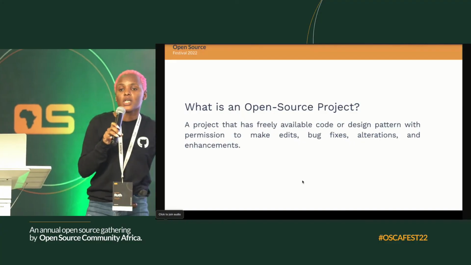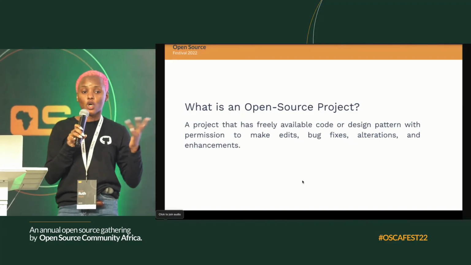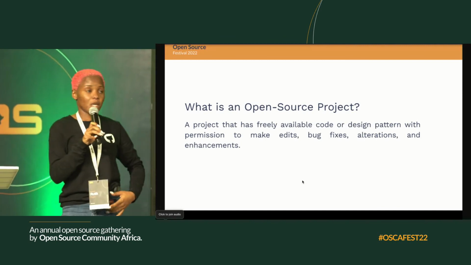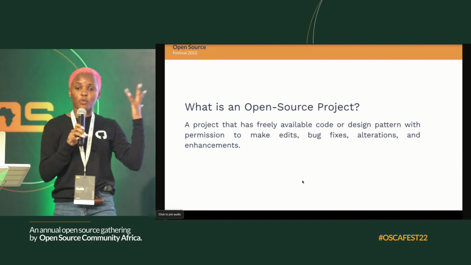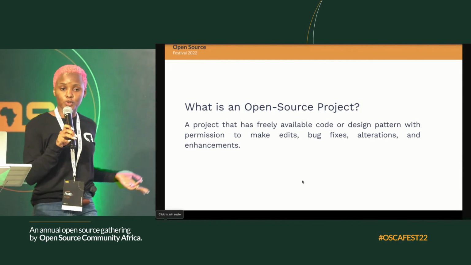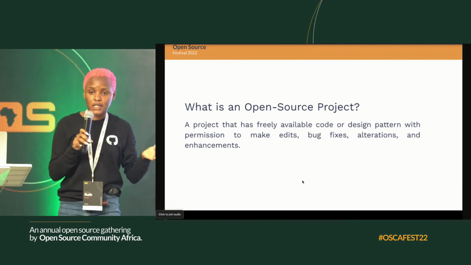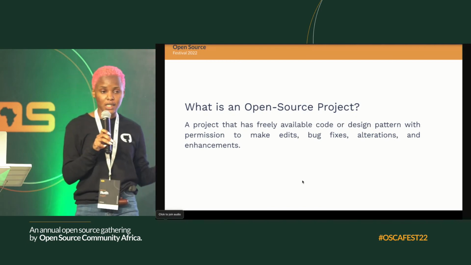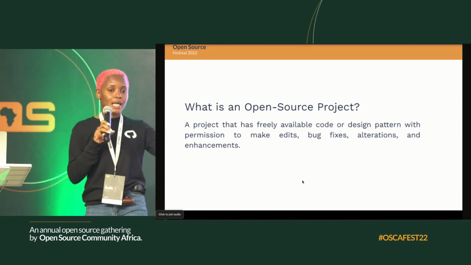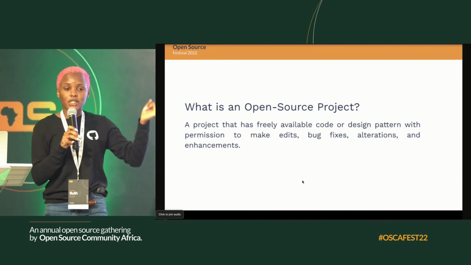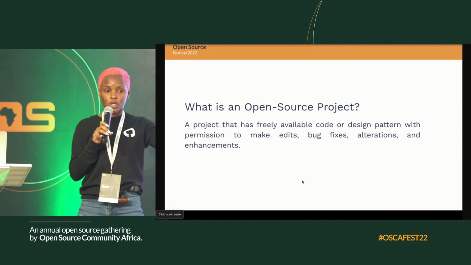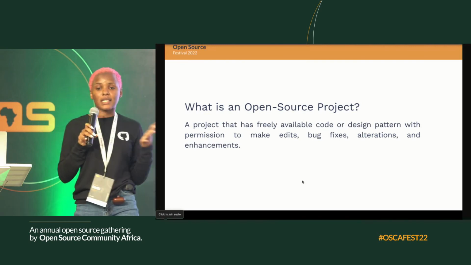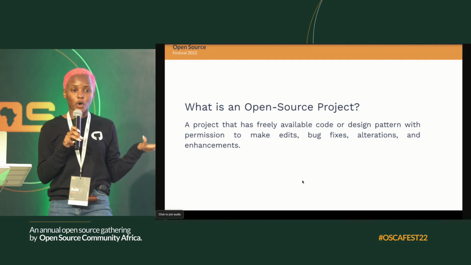An open source project, or software, is a project where the code is publicly available, right? It's publicly available for you to access, to modify, to redistribute, and also to contribute to it. So that's what an open source project is. So take note of the words: access the code, modify, redistribute, and contribute. So we have four words, right? So let's use an example to drive home the point.